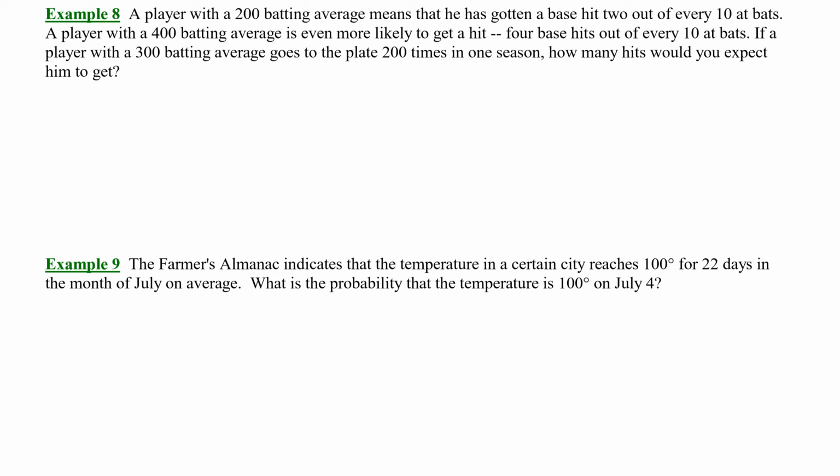If a player with a .300 batting average goes to the plate 200 times in one season, how many hits, let's make this specific, base hits would you expect him to get? Well, looking at the pattern, again, a .200 batting average means 2 out of 10 is the probability that he'll get a base hit. A .400 batting average means 4 out of 10 times he gets a base hit. So if we're looking at a .300 batting average, that means 3 out of 10 times he will get a base hit.